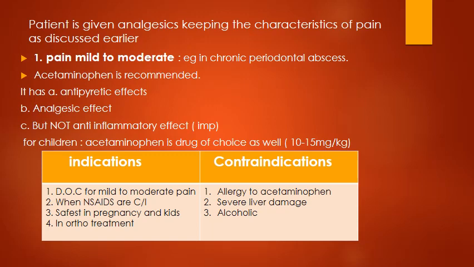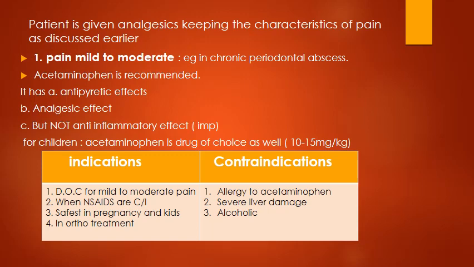As we have discussed, the patient is given analgesics keeping the characteristics of pain in mind. First of all, if the pain is mild to moderate, what are examples of mild to moderate pain? For example, chronic periodontal abscess and new tooth eruption. In chronic periodontal diseases, the pain is usually dull and moderate. So in this scenario, acetaminophen is recommended.